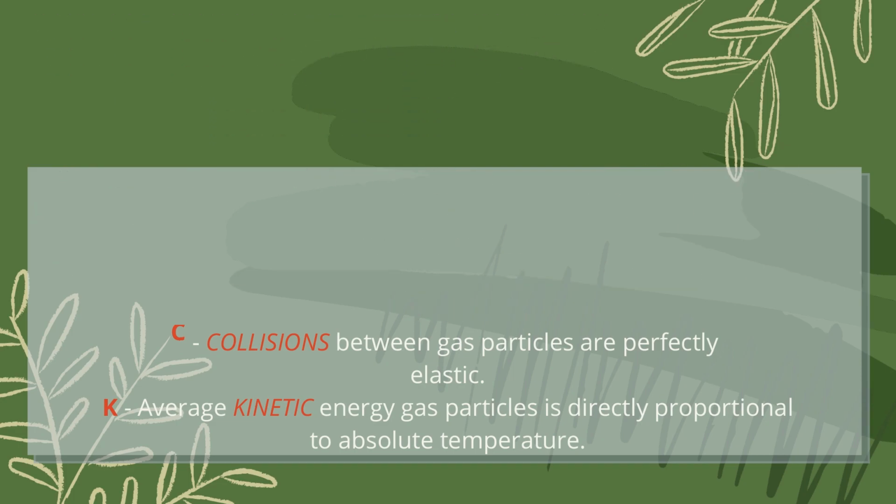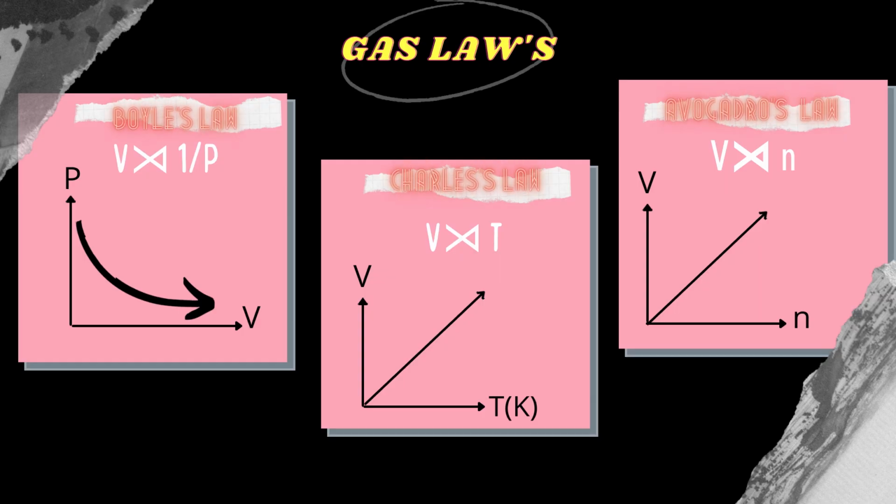There are three main graphs that you have to remember in this chapter. The first one is Boyle's law. Volume is inversely proportional to pressure. Secondly is Charles' law. Volume is directly proportional to temperature in the unit Kelvin. The third and last one is Avogadro's law, which is volume is directly proportional to number of moles.